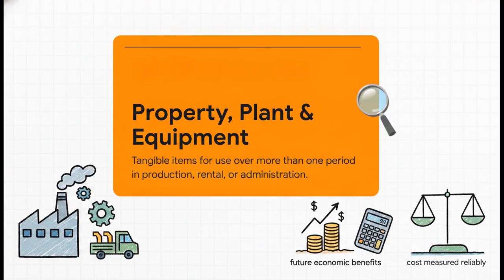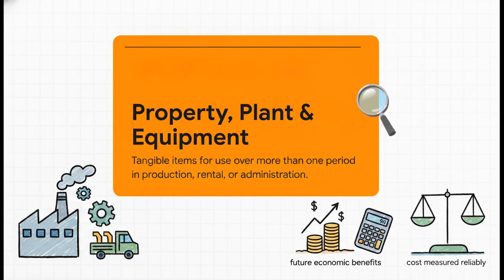Okay, when we talk about property, plant, and equipment, we mean tangible items, meaning stuff you can physically touch. They have to be held for use in the production or supply of goods or services, maybe for rental to others, or just for administrative purposes. And crucially, they must be expected to be used for more than one single accounting period.